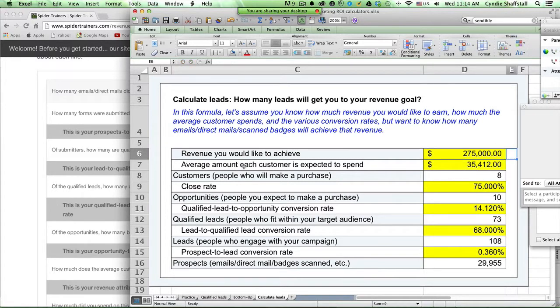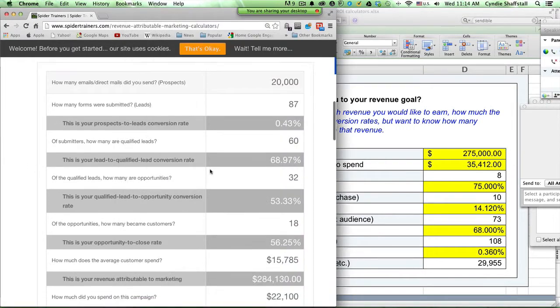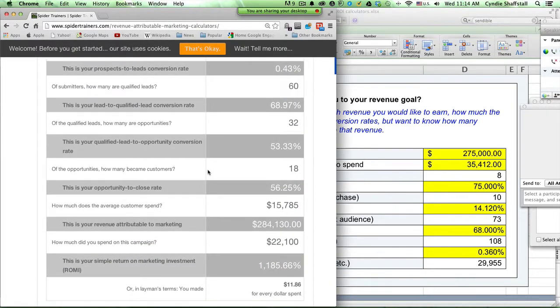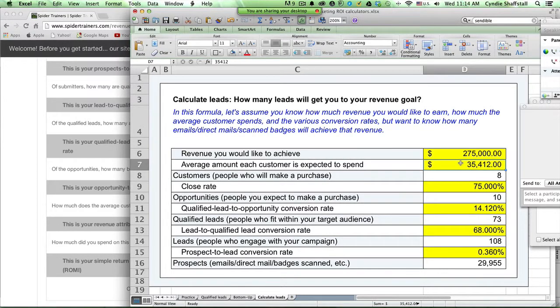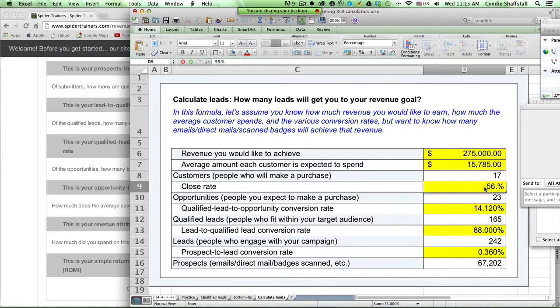And we know how much the average customer is expected to spend, because that was over here on our past campaign. So our projected or average customer spends, let me find that number, $15,785. So let's pop that in here, $15,785. And the customers that will make a purchase right now are 17, but let's take a look at our close rate. It's right here, close rate, 56.25. So we're going to pop that in here.